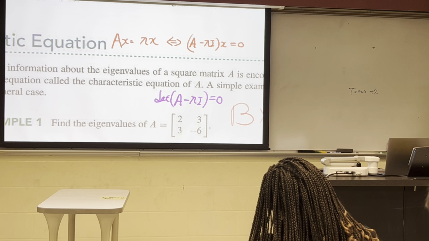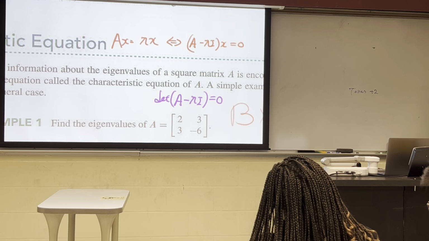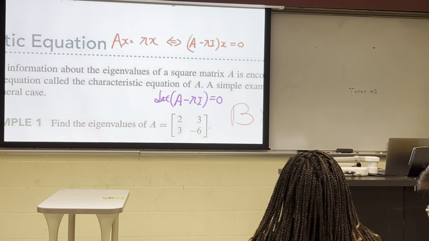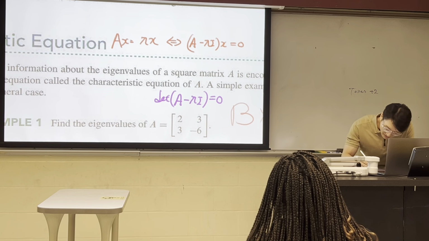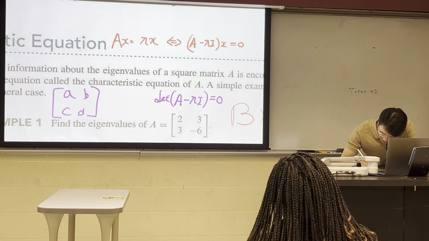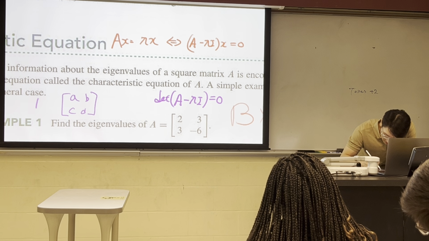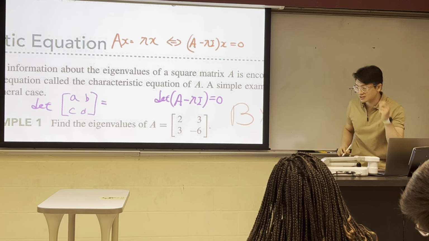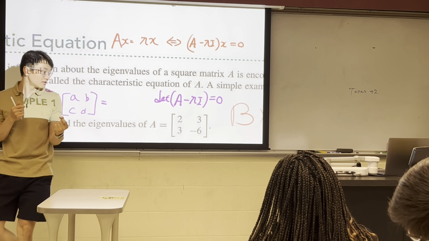Quite a simple question. Is there anyone who wants to work this problem? What is the determinant of a 2 by 2 matrix? If we have A, B, C, D, the determinant of this is what? No, I'm not asking for the inverse of this. I'm trying to compute only the determinant.